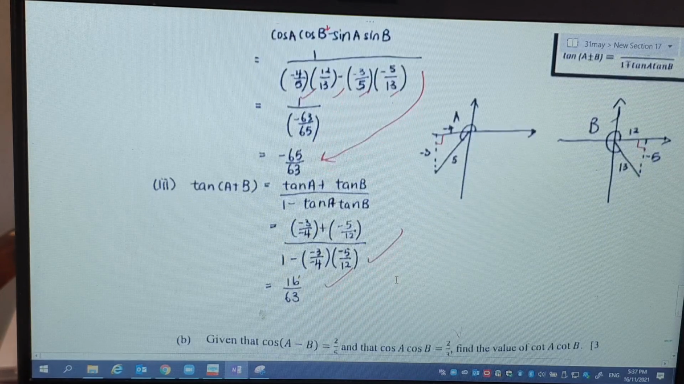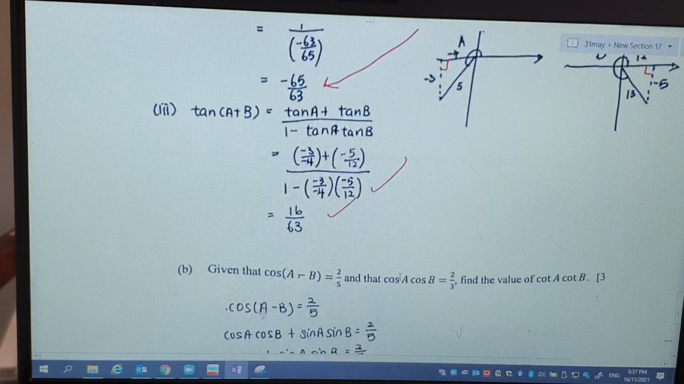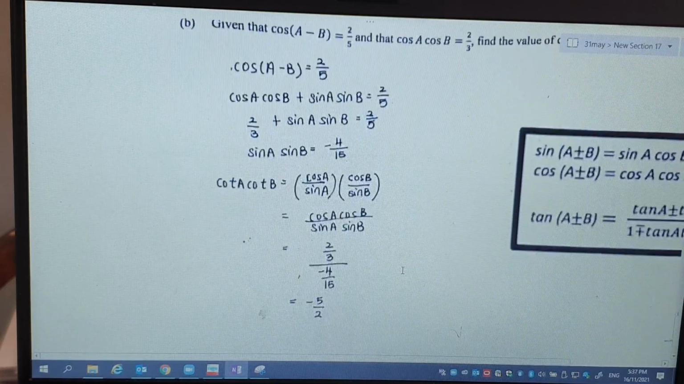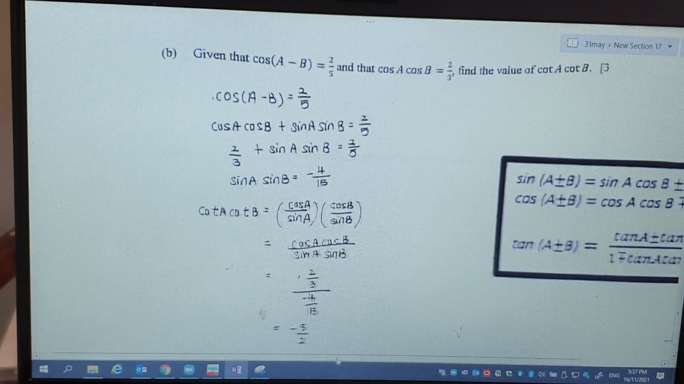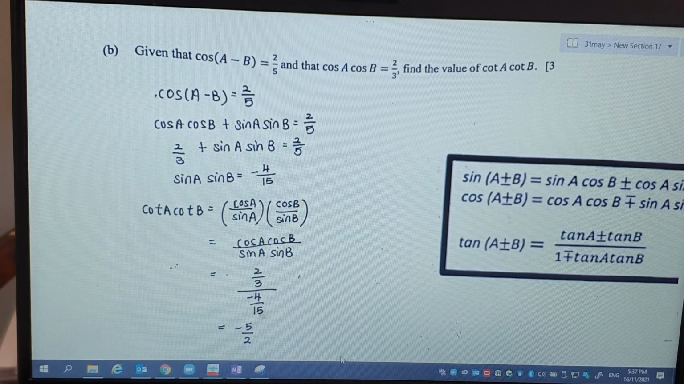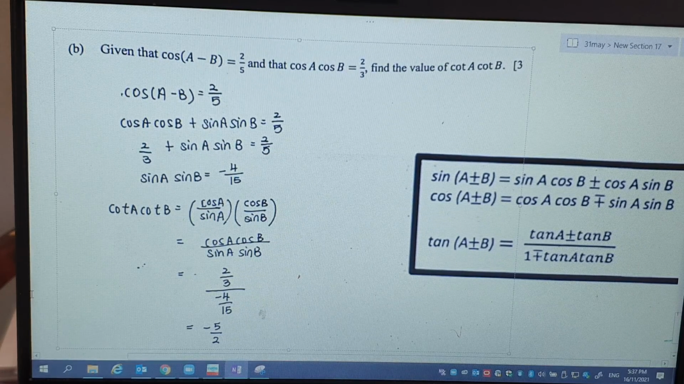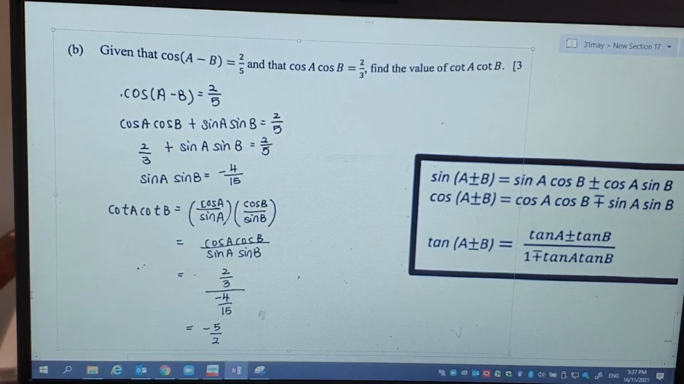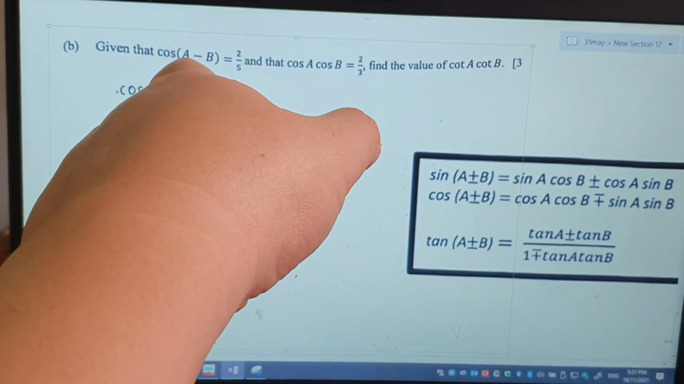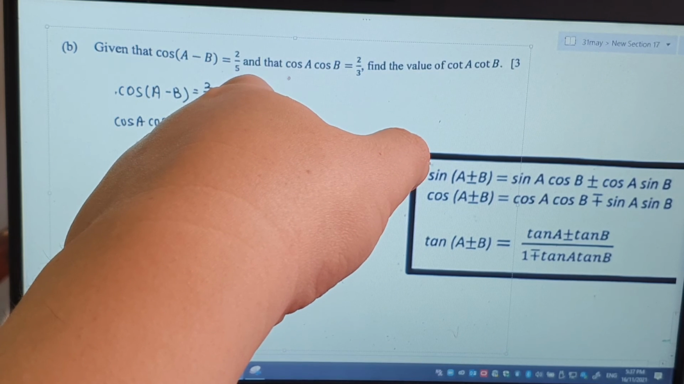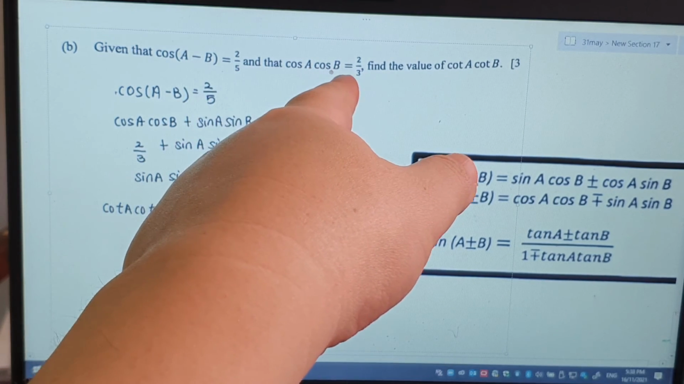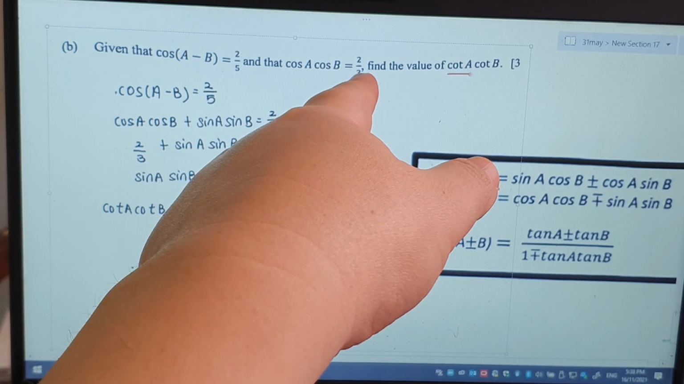Any questions, ask me, but I think you shouldn't have any question. It's very straightforward. There's only one question but two parts. The second question is not difficult. I think this is going to be a very fast video. They tell you this clue: cosine A minus B is this. Now, they also told you that cosine A, cosine B is this one. Then they ask you to find this one.